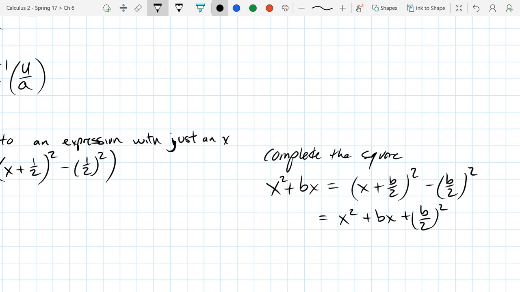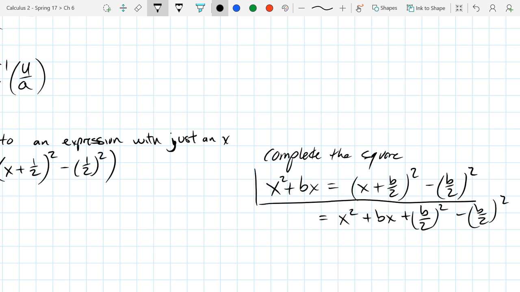That's the second term squared, minus b over 2 squared. So that b over 2 squared cancels the minus b over 2 squared, and you get x squared plus bx. So this is completing the square.